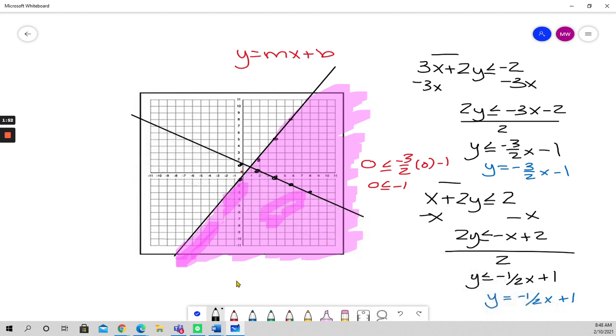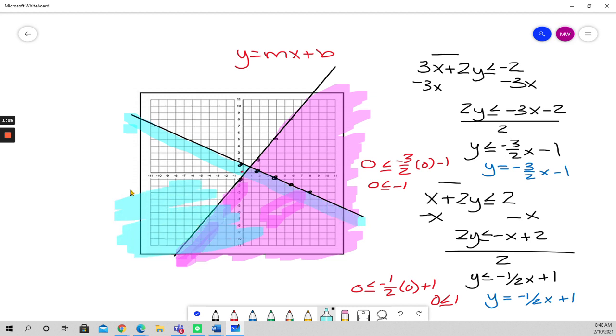0, 0 is not located on my line, so I'm going to plug it in. Is 0 less than or equal to negative 1 half times 0 plus 1? Is 0 less than or equal to 1? Yes, that's a true statement. So I shade the region of the graph that contains 0, 0. So that would be located everything below my line.